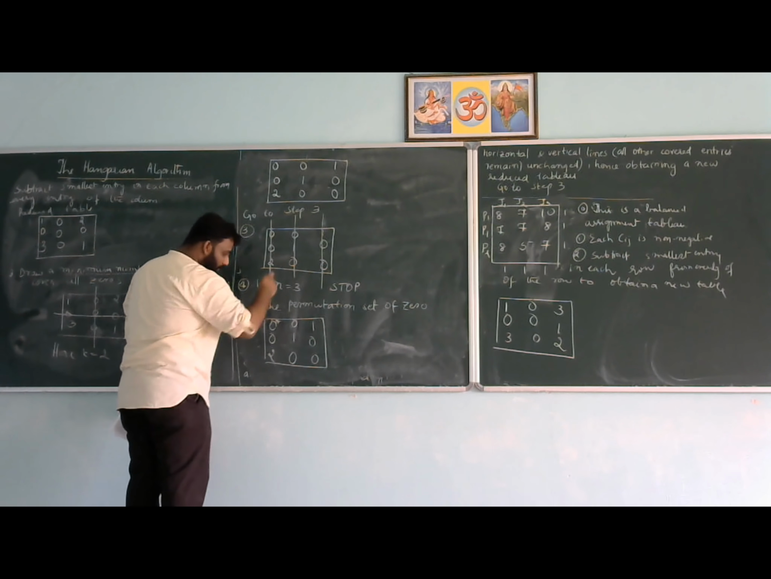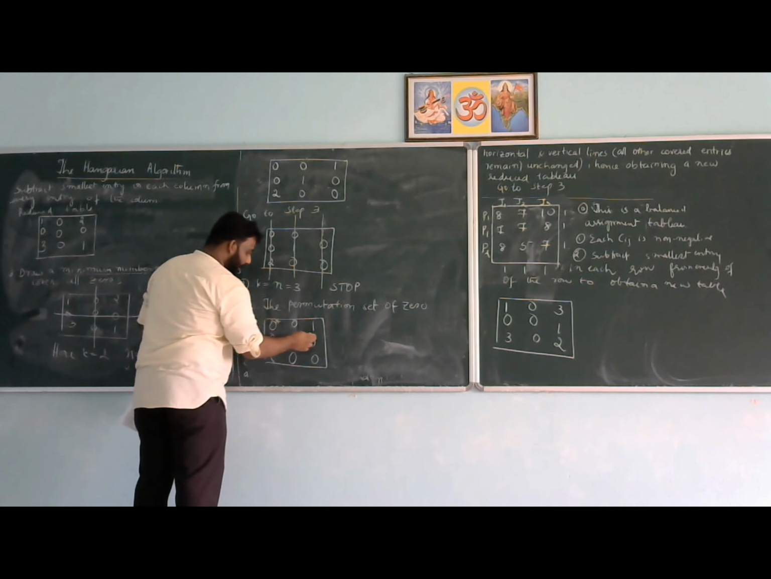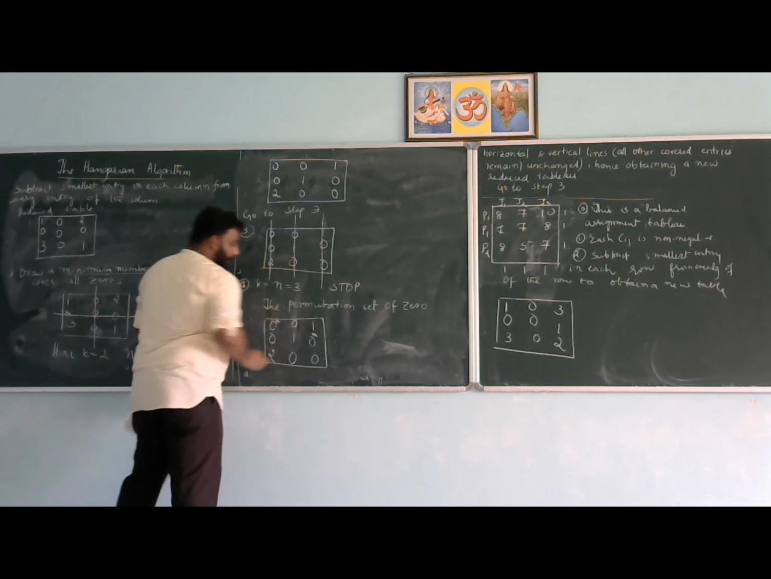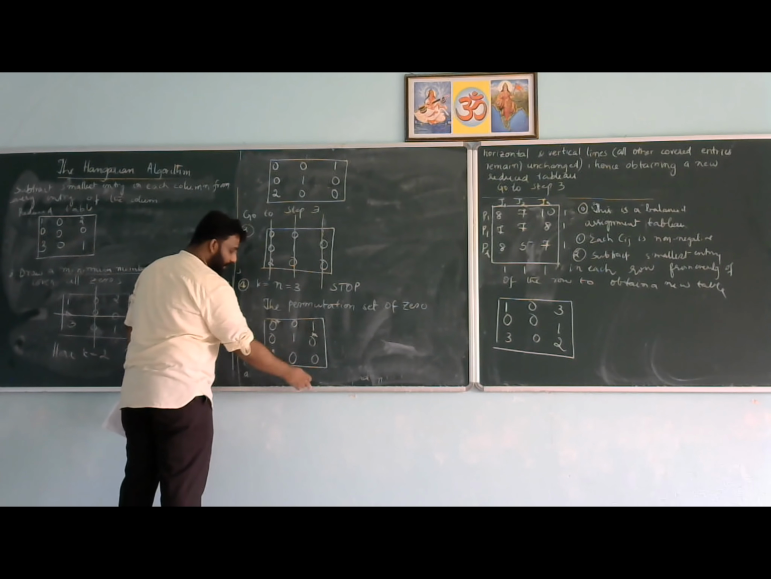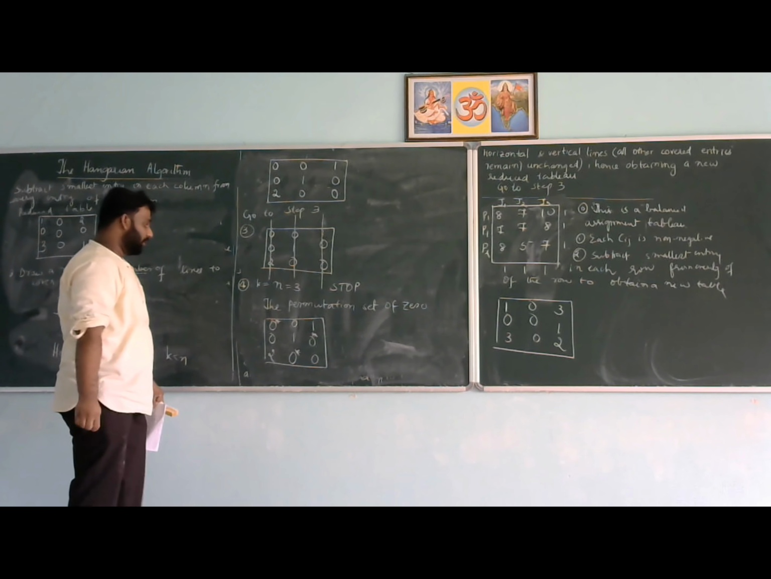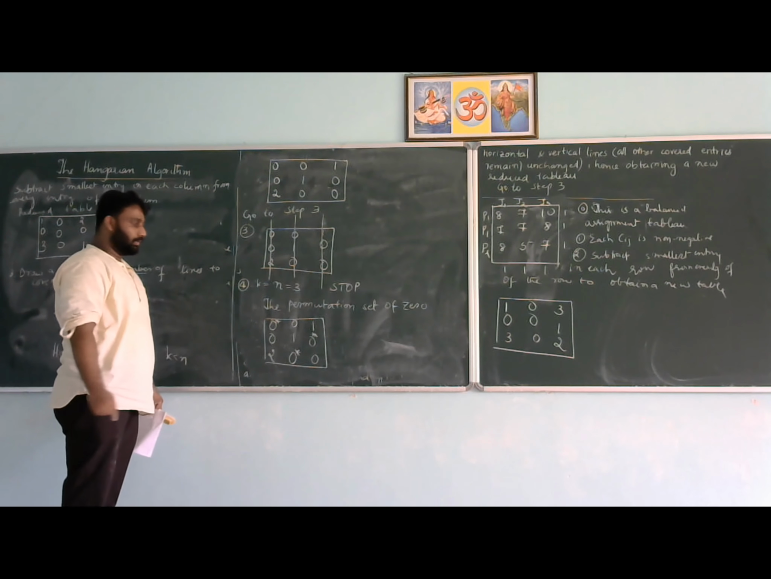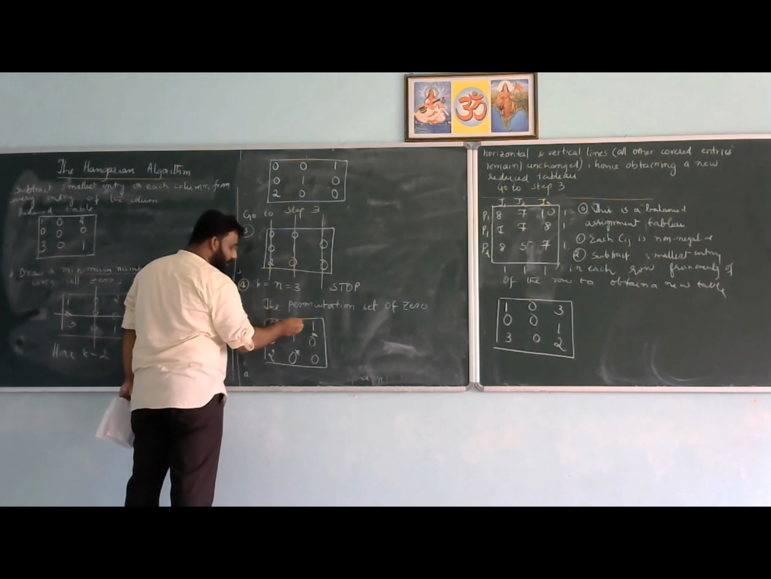ನನಗೆ ಈ ರೋ ಮತ್ತು ಈ ಕಾಲಮ್ ಅಲ್ಲಿ 0 ಅನ್ನು ಚೂಸ್ ಮಾಡಲಿಕ್ಕೆ ಇಲ್ಲ. ದೆನ್ ನಾನು ಇಲ್ಲಿ ಚೂಸ್ ಮಾಡ್ತೇನೆ. ಇಲ್ಲಿ ಚೂಸ್ ಮಾಡುವ ರೈಟ್ ಇದೆ ನನಗೆ. ದೆನ್ ಇಲ್ಲಿ ಚೂಸ್ ಮಾಡ್ತೇನೆ. ಇಲ್ಲಿ ಚೂಸ್ ಮಾಡಿದ್ರೆ ಇಲ್ಲಿ ಆಗೋದಿಲ್ಲ, ಇಲ್ಲಿ ಆಗೋದಿಲ್ಲ. ದೆನ್ ಇದು ಒಂದು ಪರ್ಮಿಟೇಷನ್ ಸೆಟ್ ಆಫ್ zeros ಆಗಿದೆ. ಇನ್ನೊಂದನ್ನು ನಾನು ಫೈಂಡ್ ಔಟ್ ಮಾಡಬಹುದು. ಅದನ್ನು ನಾನು ಸರ್ಕಲ್ ಇಂದ ಡಿನೋಟ್ ಮಾಡ್ತೇನೆ.